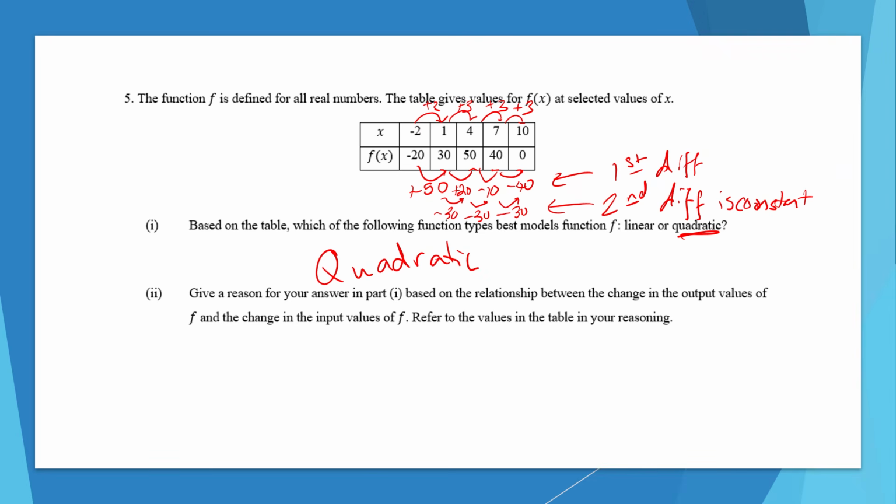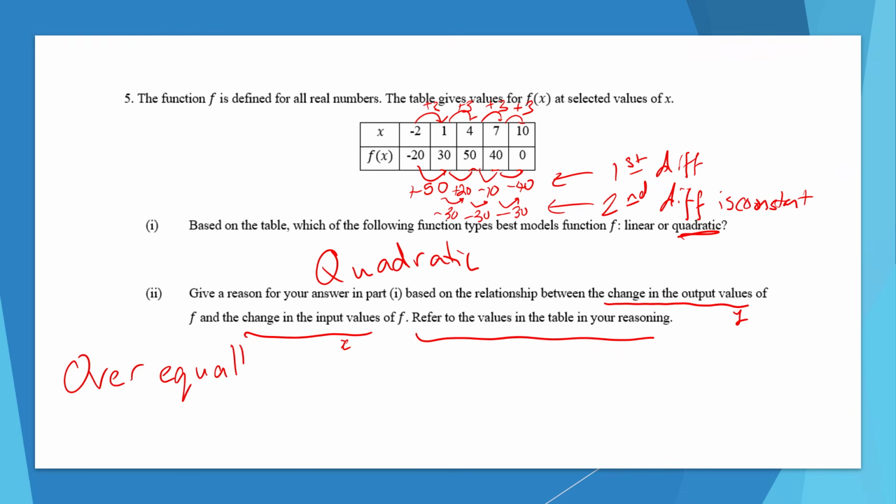So taking a look at this, we want to talk about 3 things, and all 3 things are things that I will be looking for. If you don't have them, you will get points deducted for this question. We need a change in the outputs, which is our y values, the change in the inputs, which is our x, and then we need to refer to values in the table in our reasoning. I would always start with this phrase, which is over equally spaced inputs.